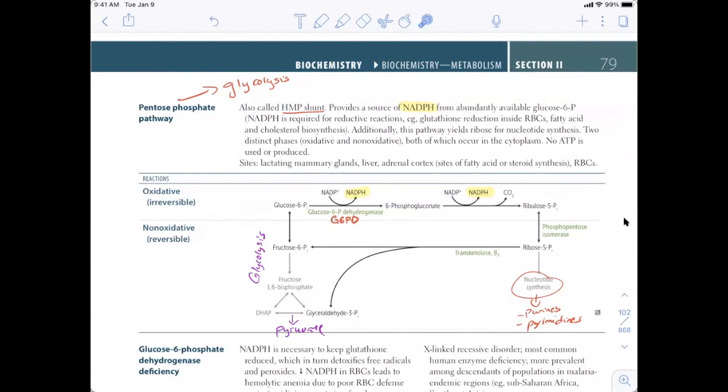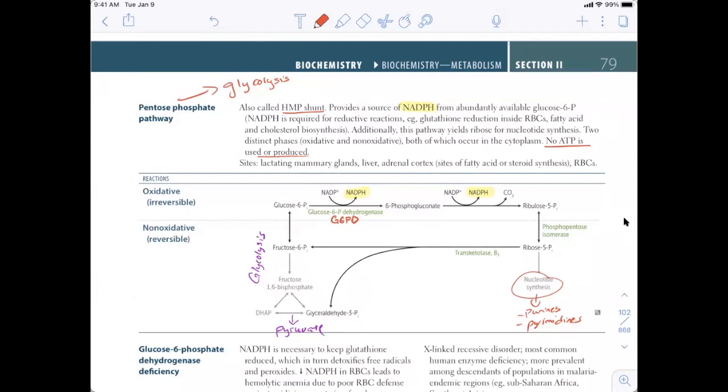One other important thing to remember about this step is that unlike your glycolysis and everything else down the road, there is no ATP used or produced here. No ATP usage, no ATP production. It is not part of glycolysis. It is not to make ATP. It does not need an ATP investment. We just took a detour to make some things, like NADPH. That's pretty much what it is.